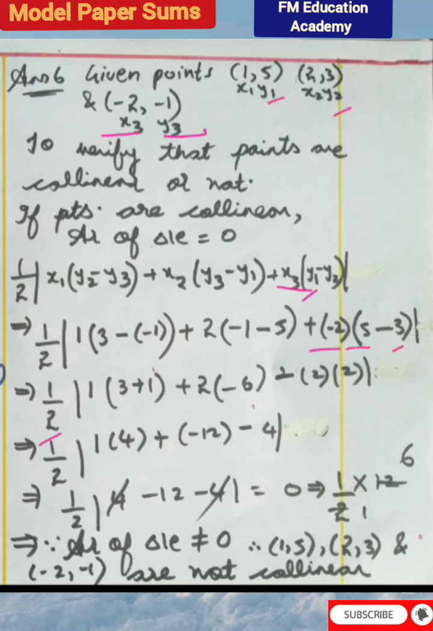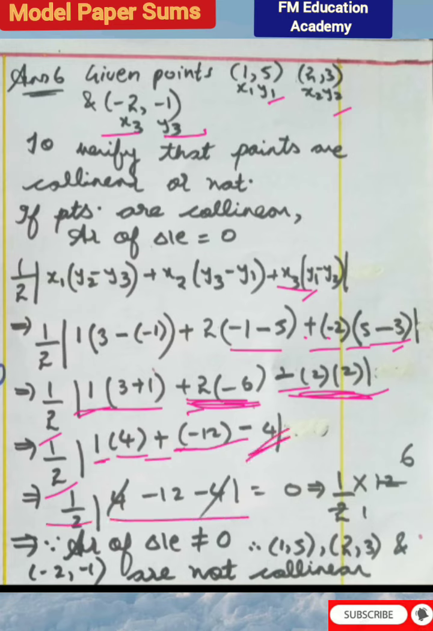So half modulus 1 into 3 as it is. Minus into minus is plus, so plus 1, plus 2 into, and signs are same, add 5 plus 1 is 6, so minus 6. Now plus into minus is minus, so minus 2 into 5 minus 3 is 2. Now half modulus 1 into 3 plus 1 is 4, plus 2 into minus 6. Plus into minus is minus and 2 6s are 12. Minus into 2, 2 2s are 4. Half modulus 4 minus 12 minus 4. Now this is plus 4 and this is minus 4. Both will get cancelled.